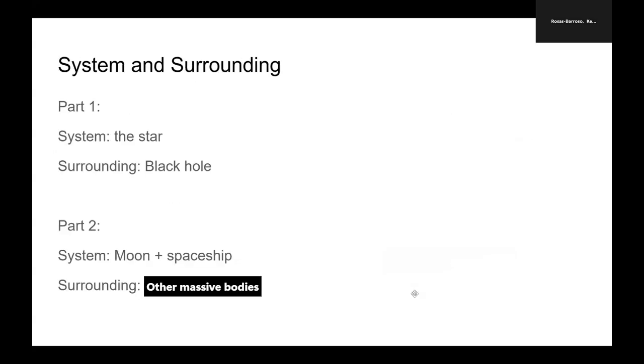For the system and surroundings, in Part 1, the system is the star, and the surrounding object is the black hole producing the gravitational force on the star. For Part 2, the system includes the moon and the spaceship, while the other massive bodies influence their motions.